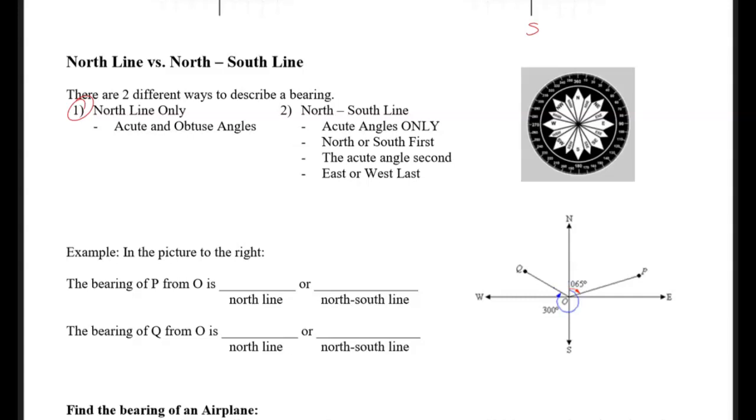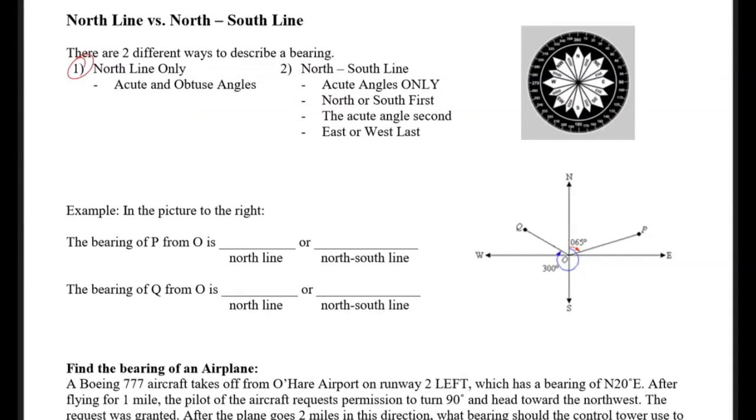So for example, the bearing of P from O, so this is just dealing with this angle right here. If we're writing this in north line notation, from our north line, the angle measure, it says right here, is 65 degrees. So we would say 65 degrees N, 65 degrees north.